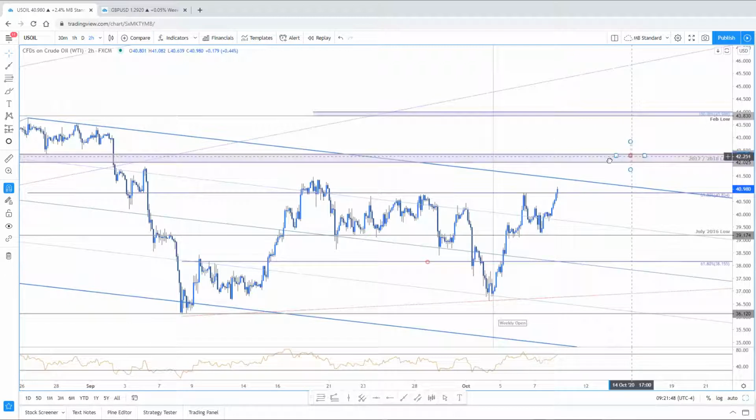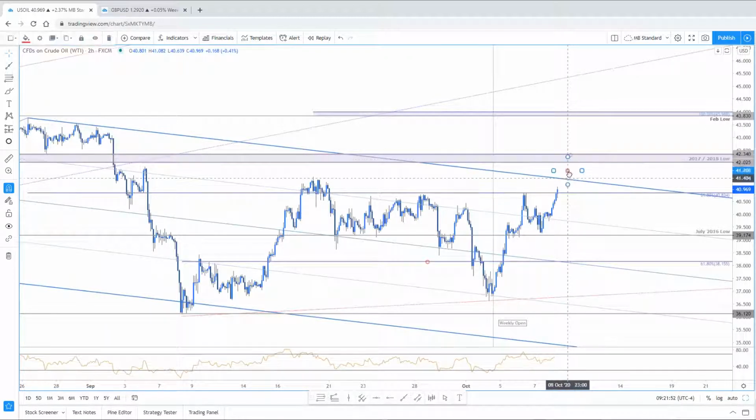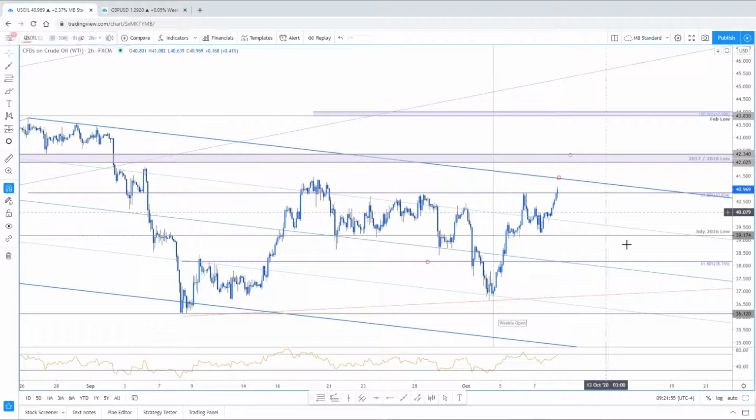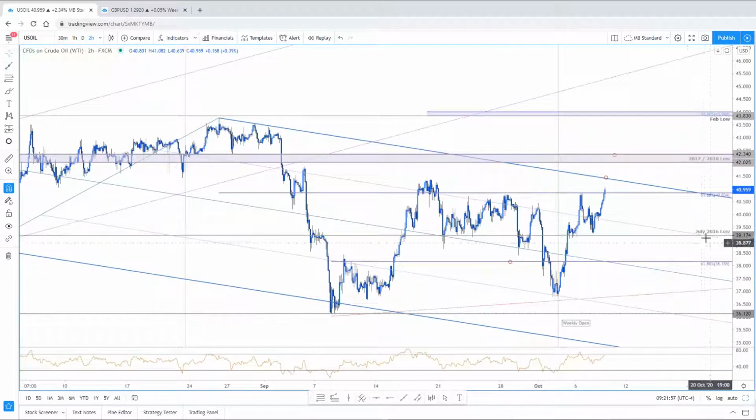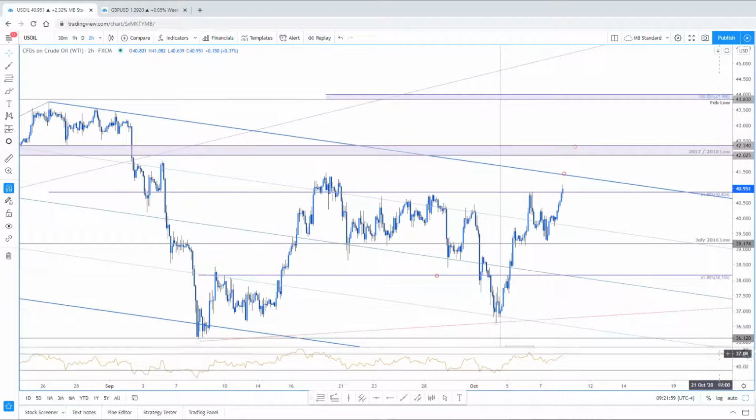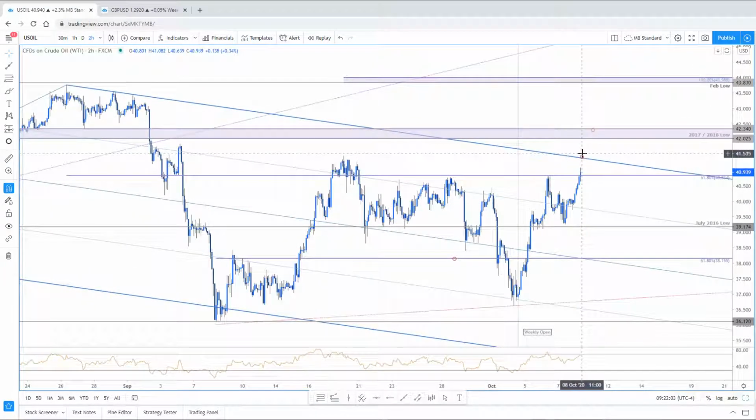Look for reaction up here. Bearish invalidation, initial resistance. Make sense? Yeah, intraday, I would say intraday, look for some reaction here. Daily, critical, critical.